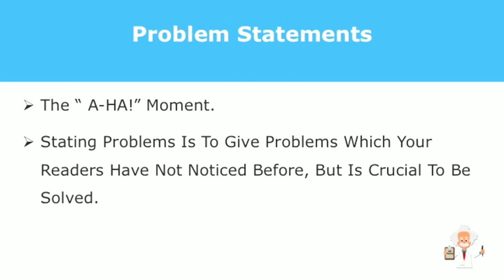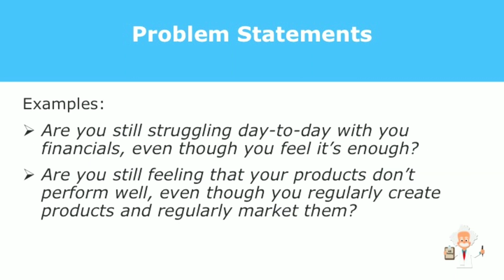Problem statements. The main goal of marketing a product is solving a problem. The most effective style of stating problems is to give problems which your readers have noticed before, but need to be solved. For example, are you still struggling day to day with your financials, even though you feel you earn enough? Are you still feeling that your products don't perform well, even though you regularly create products and regularly market them?